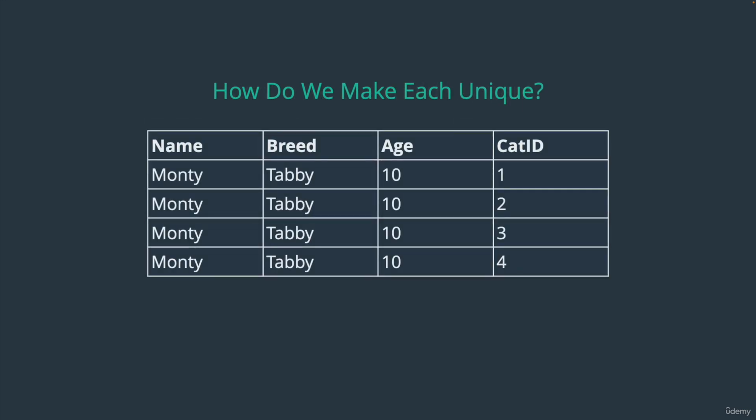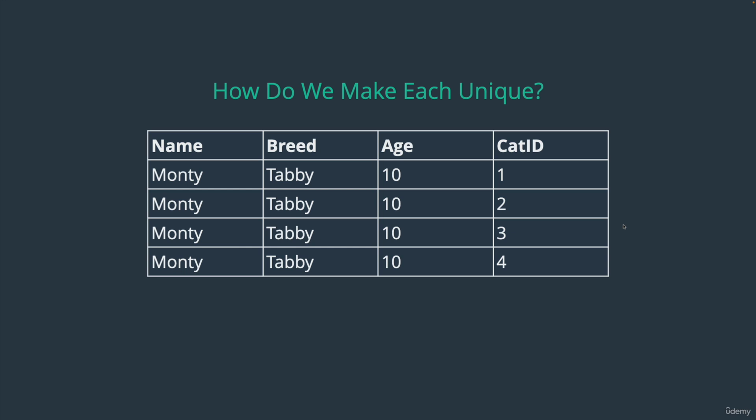So in our case, we could do something very simple, just add a numeric ID that starts at 1 and then goes to 2, 3, and 4. And this is a really common thing to do, not just to have a unique ID, but to just have it be an integer that starts at 1 and then goes up by 1 for each row. So this way, even if every row is Monty Tabby 10, they're still guaranteed to be unique as long as the cat ID is unique.